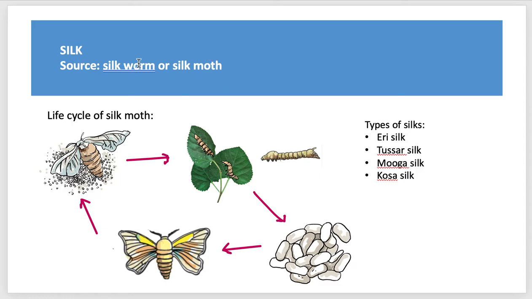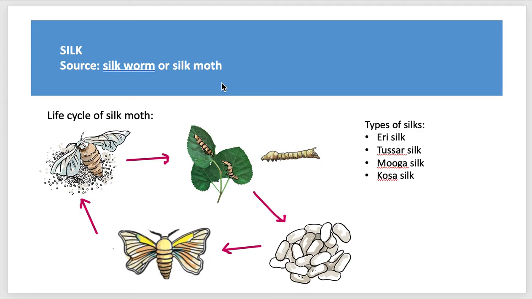The source of silk fiber is the silkworm or the silk moth. I'll be telling you more about this, but before that, let me tell you a quick fact. As we had studied about rearing and breeding of sheep to get wool, the rearing and breeding of silkworms or silk moth is called sericulture. This is the process where silkworms or silk moths are taken care of and made to grow, so that silk can be extracted from them.